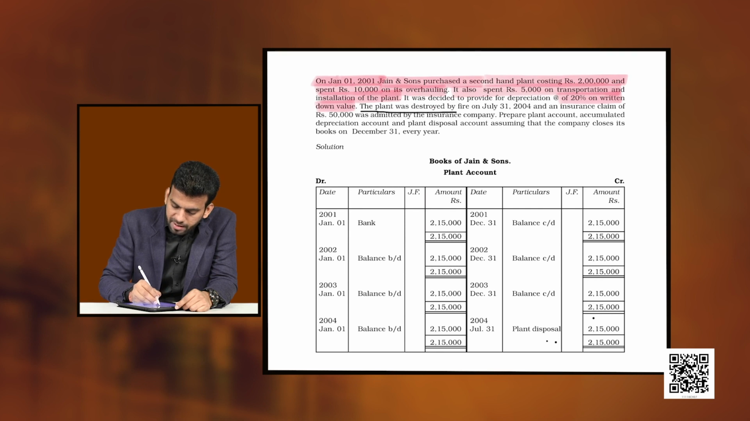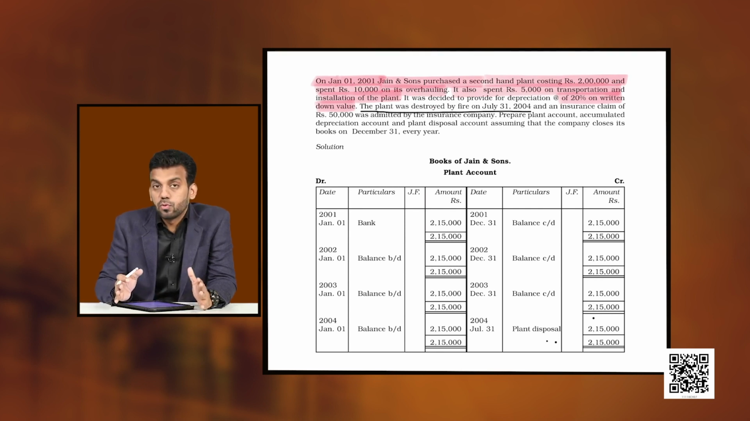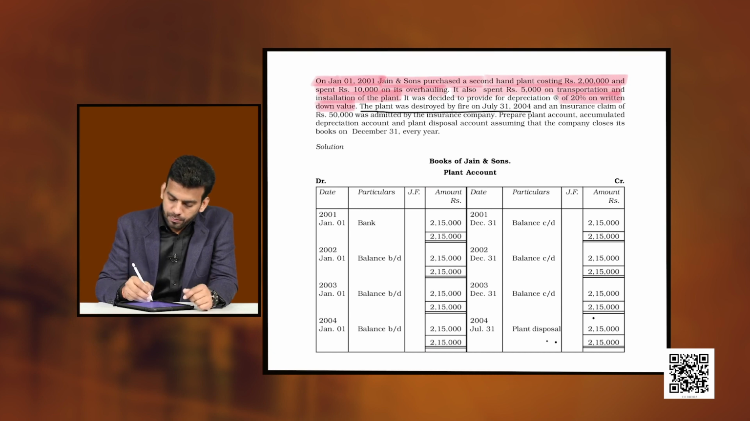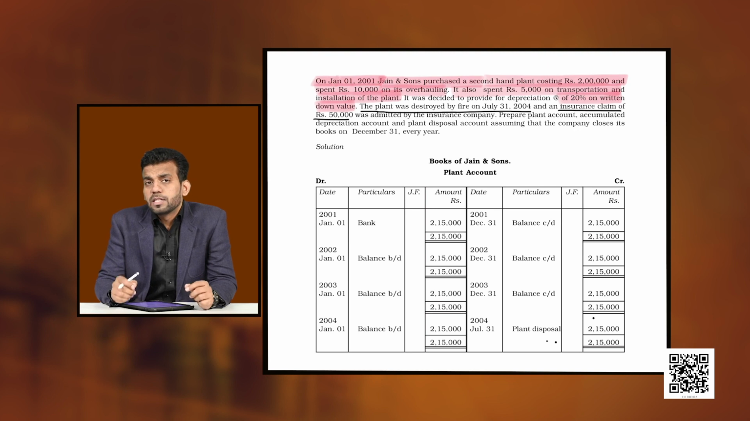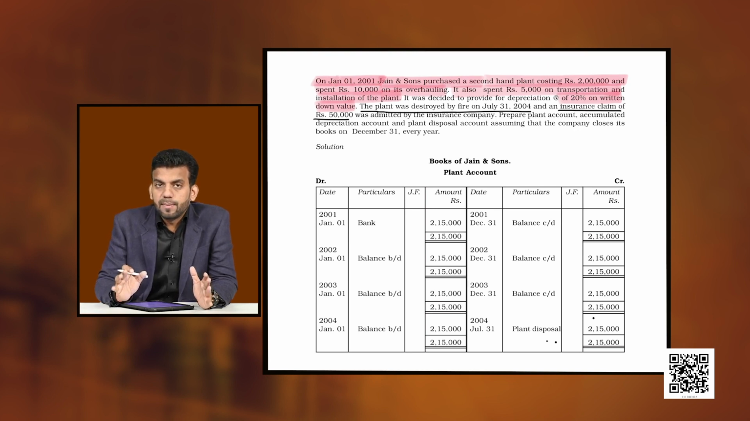As you saw, that machine is purchased on 1st January 2001, and now the question says the plant was destroyed by fire on 31st July 2004. The plant was destroyed on 31st July 2004. That means after 2001, 2, 3 and 6 months of 2004 as well. After 3.5 years, the machine met with an accident and the insurance company gave you rupees 50,000 as the insurance claim.